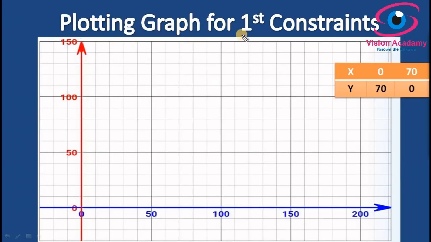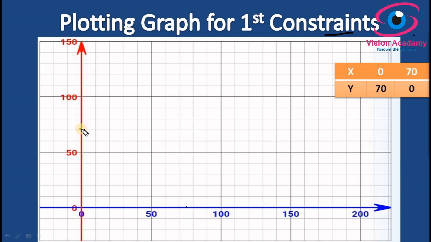To plot the graph, I will first plot the first constraint here. I have taken the first constraint's x and y values. When x is equal to 0, y is 70. Look here, this is 50, 60, 70. When x is equal to 0, y is 70. And when y is equal to 0, x is 70. Again 50, 60, so somewhere here is 70.